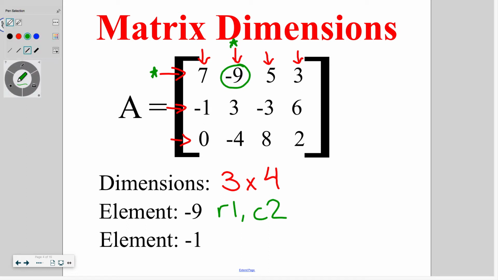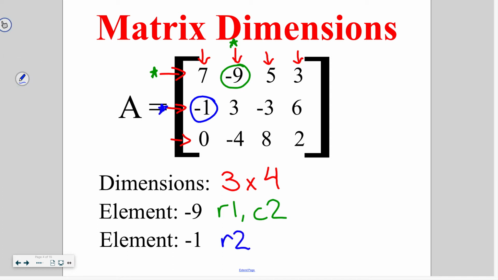Again, another example of this, if I'm looking at element -1, I'm looking at, this time, row 2 and column 1. Now, how does this relate back to our systems of equations that we've been looking at?